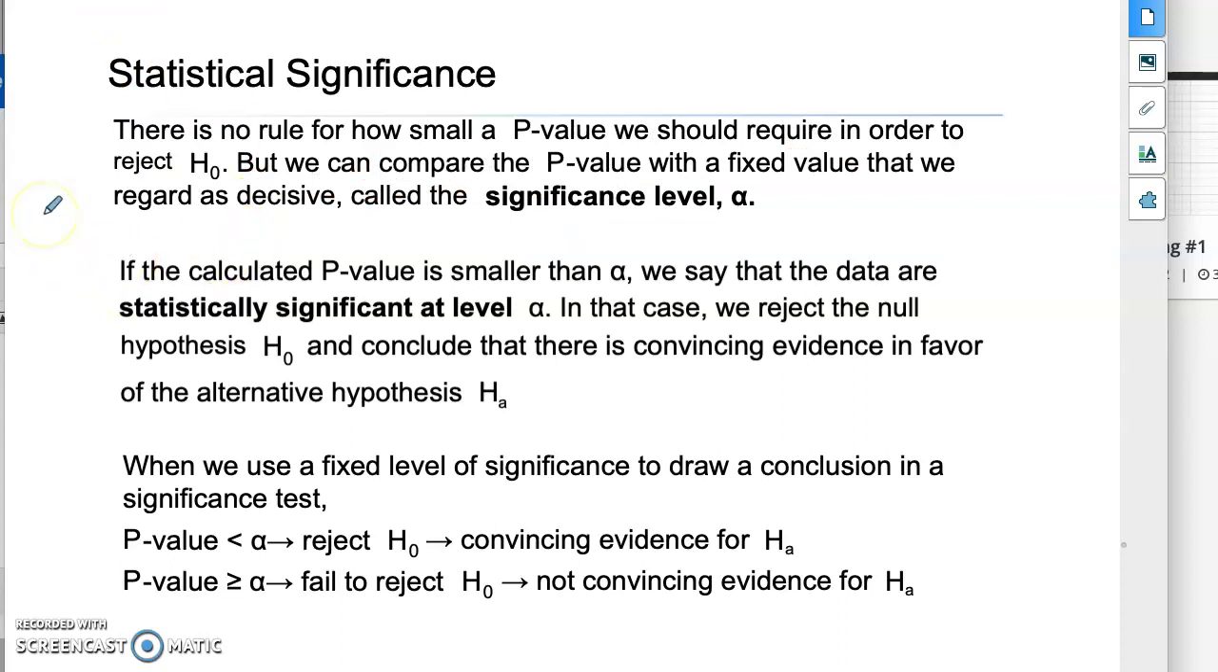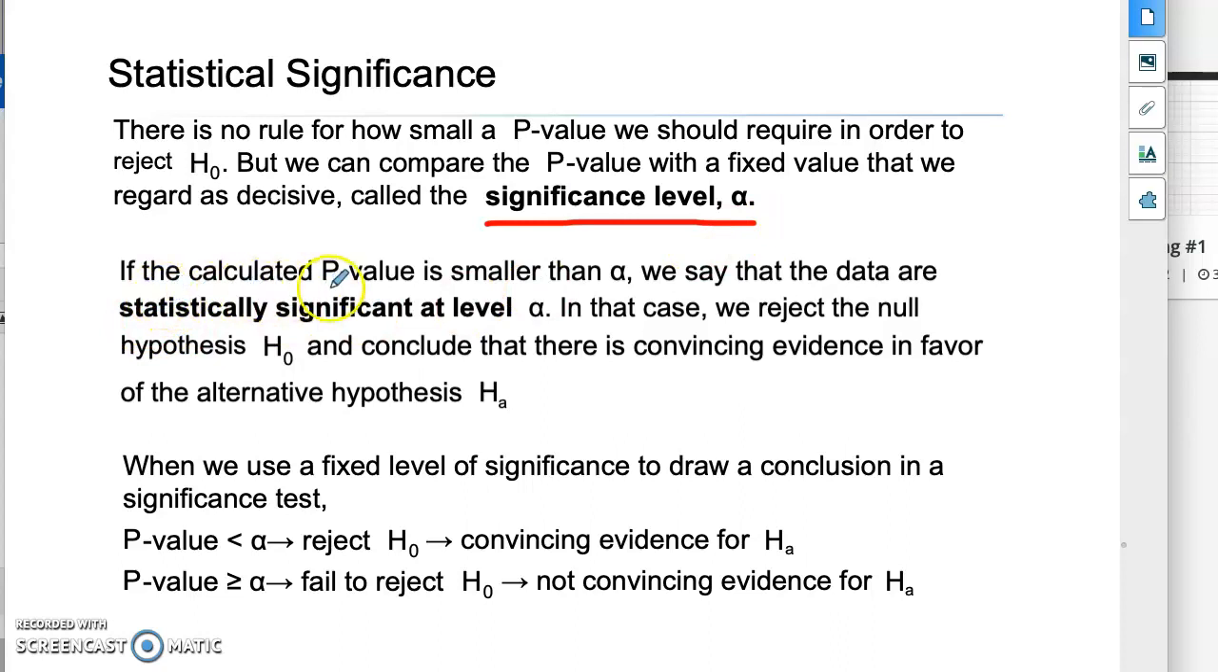Okay, so now how do we decide? How do we decide how much evidence is the right amount of evidence? Well, we've been talking about this all year long. We're going to put a formal name on it now. We've been talking about 5% being our rule of thumb, if you will. So now we're going to call it a significance level, alpha. Much of the time we set alpha equals 0.05. You don't have to, but that is the most common level for alpha.